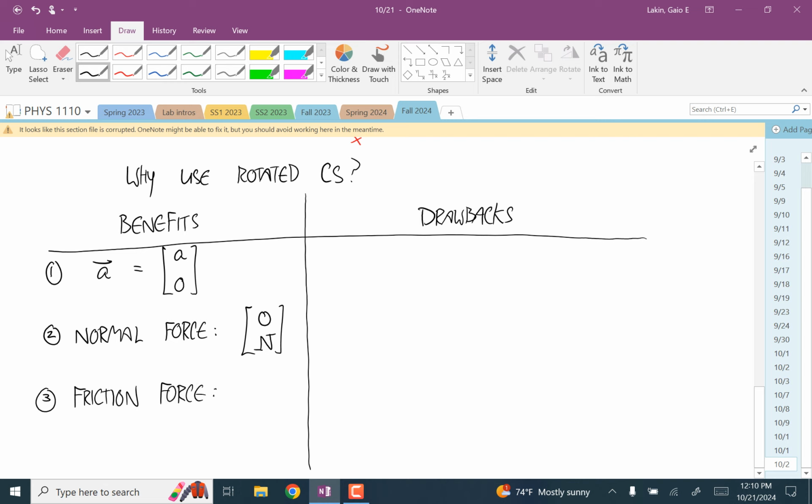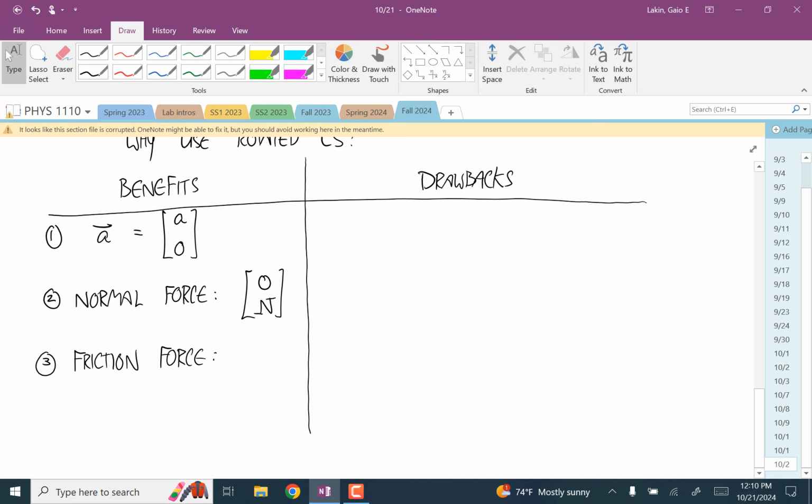Now, which way this friction force goes depends on which way the thing is moving. Remember, the friction is always opposite the velocity. But it is always going to be along the x-axis. We just don't know whether it's positive or negative. So I'm going to write this as plus or minus mu times the normal, and then 0 for y. So all three of those would have been more complicated if I'd used a non-rotated coordinate system.